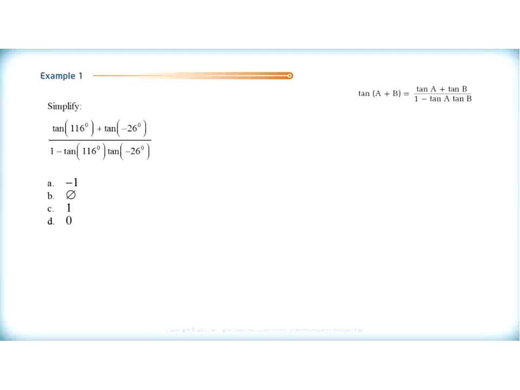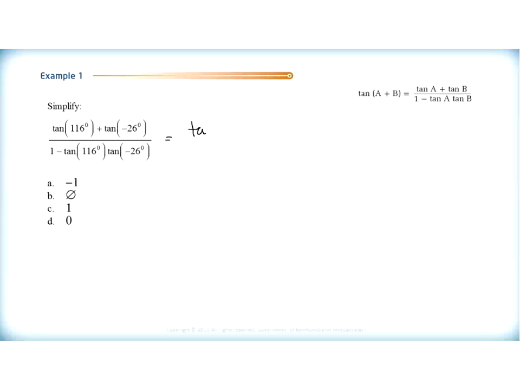So let's have a look at simplifying some. Let's take this one first of all. I've got tan 116 plus tan negative 26 degrees divided by 1 minus tan 116 times the tan of negative 26. And you see over here I've written up in the corner one of the identities, rather than having to go back and look for it. We know that the tan of a plus b is tan a plus tan b over 1 minus tan a times tan b. If you look closely at the expression, we can see that a is 116 and b is negative 26.